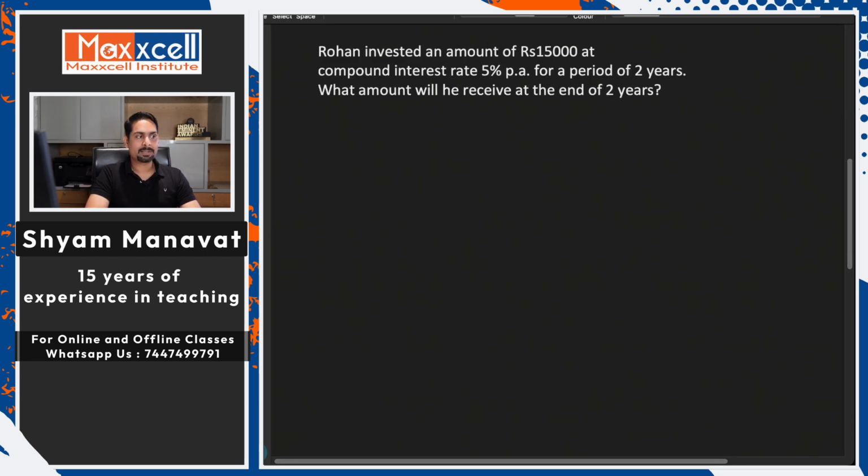First question says Rohan invested an amount of 15,000 at compound interest with the rate of 5% per annum for a period of 2 years. What amount will he receive at the end of 2 years? Now this amount is not the term which we use in the formula. This amount is actually the value, the sum. So this we say initial value, initial amount, so it has to be principal. Rate of interest is 5%, time is 2 years. We need to see what we are going to get after 2 years.